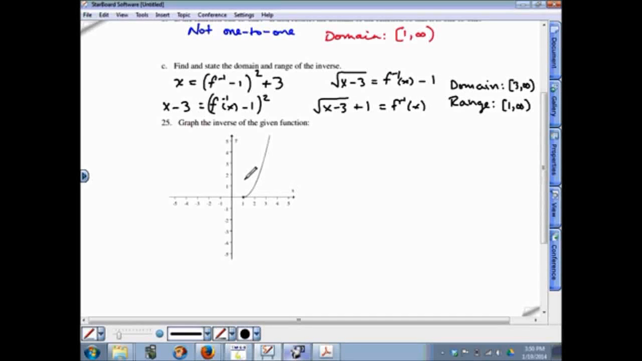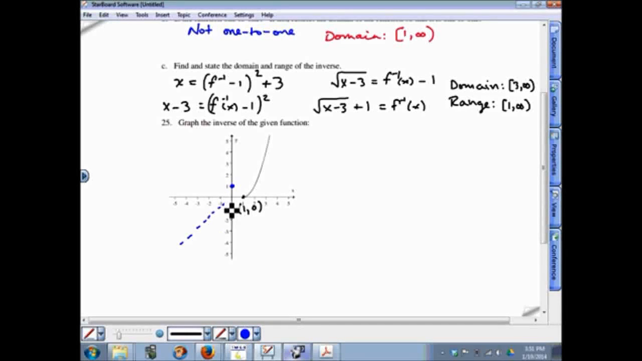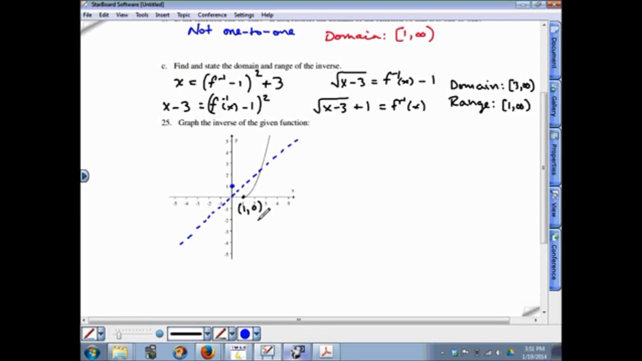Question 25. Graph an inverse. To find an inverse algebraically or graphically, the phrase to remember is you switch the place of x and y. This point right here, for example, is the point (1, 0). If you switch x and y, then the inverse would be the point (0, 1). Also, a graph and its inverse are reflections about that line. So the inverse would look about like that.